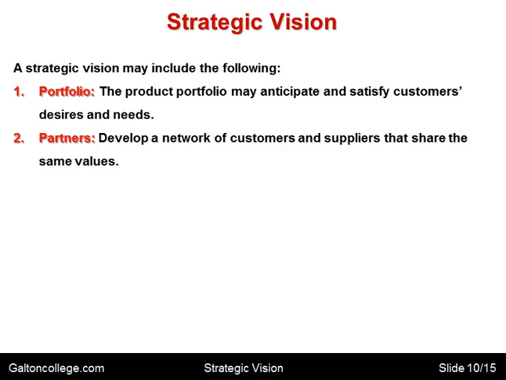The vision also looks at partners. It develops a network of customers and suppliers that share the same values. So it's not just a question of getting a vision, it's getting a vision that the customers can relate to. A vision of modern production techniques and modern products that meet contemporary needs, the needs of today.